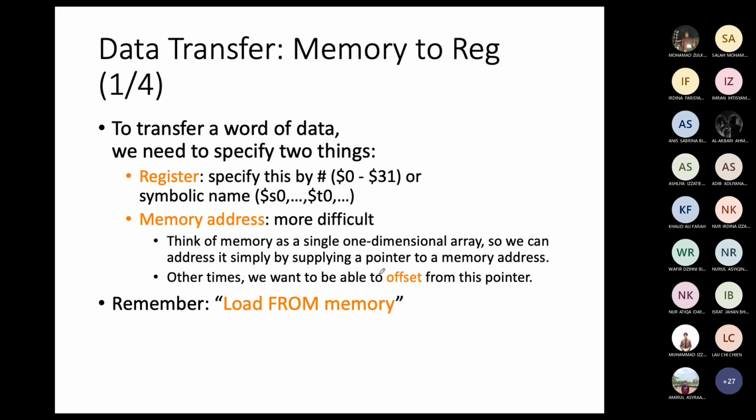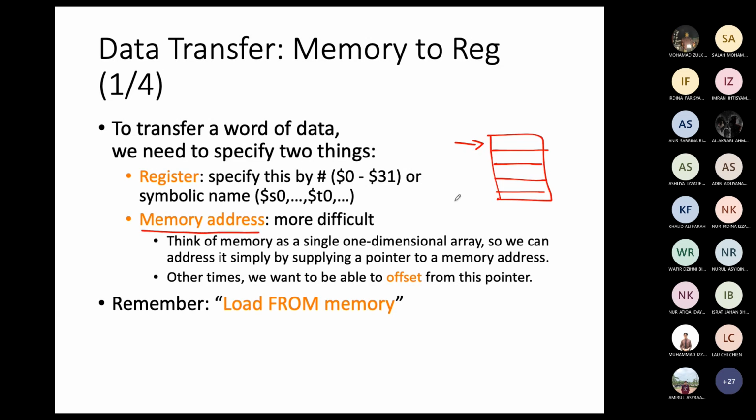Think of memory as a single one-dimensional array. So we can address it by simply supplying a pointer to a memory address. Other times we want to be able to offset from this pointer. The first time, you need to point to that memory, which we refer to as a cell of an array. So you need to point out that array location. This is the pointer. It will point out the array location using the memory address.